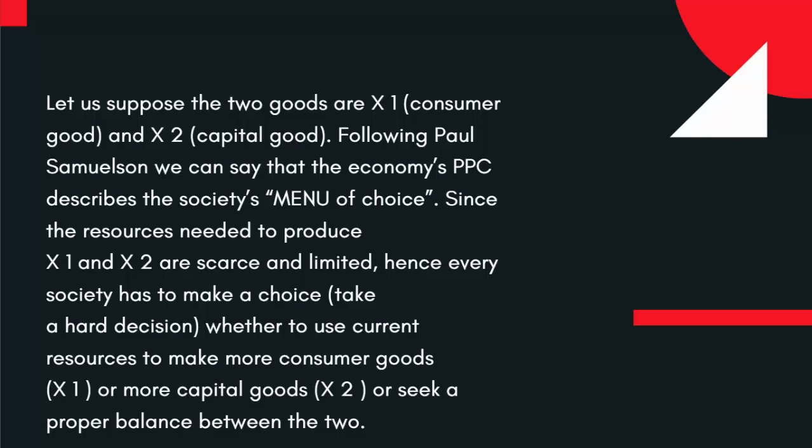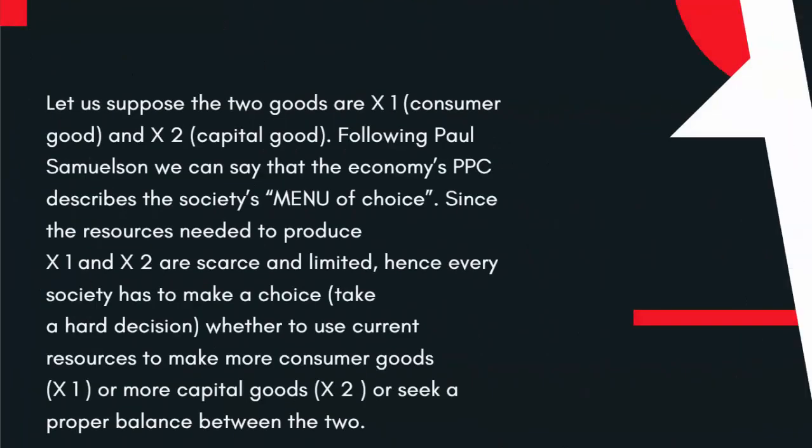Since the resources needed to produce X1 and X2 are scarce and limited, hence every society has to make a choice, take a hard decision, whether to use current resources to make more consumer goods, X1, or more capital goods, X2, or seek a proper balance between the two.